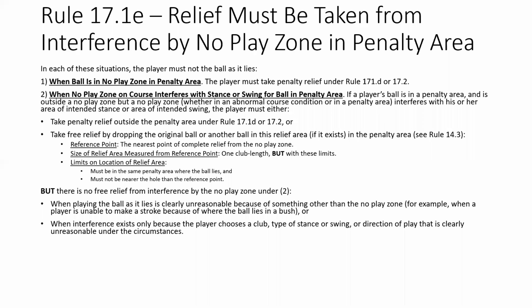But there is no free relief from interference by the no play zone under number 2. Talking about these similar situations we've had before, it applies when playing the ball as it lies is clearly unreasonable because something other than the no play zone made it impractical to play, or if the player only has interference because of an abnormal stance or swing or direction of play, that's unreasonable. So those two things come up quite a bit in a lot of different rules. Just like they did previously, they're still in play now.